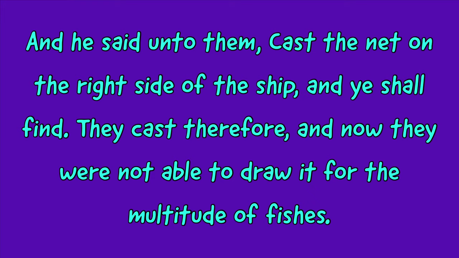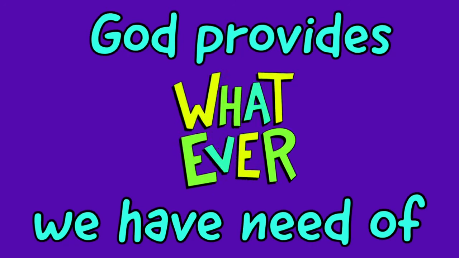Jesus even knew where the fish were. Now in John 21 verse 6 it says, and Jesus said unto them, cast the nets on the right side of the ship and you shall find, because they weren't able to find any fish at that time. And they cast them and now they were not able to draw it for the multitude of fish. Oh my God. See, God provides whatever we have need of. That to me is the most important thing, that God provides whatever we have need of.